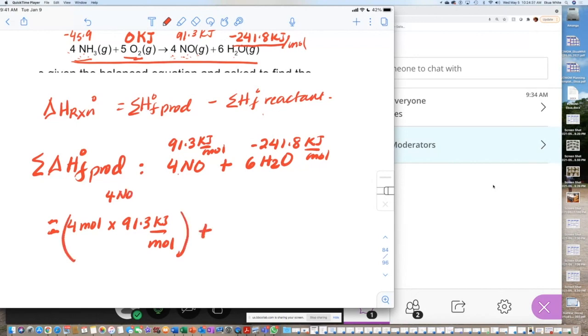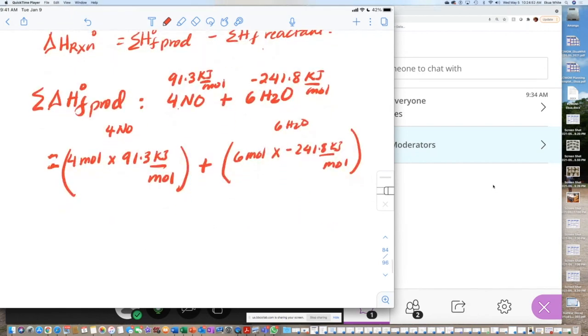Plus 6 moles times negative 241.8 kilojoules per mole, and this is for the 6 waters. The moles and the moles cancel out. Our answer will have the units kilojoules. We have a positive here and a negative here, so that will end up being negative. I'm skipping steps now because I already showed you that before.